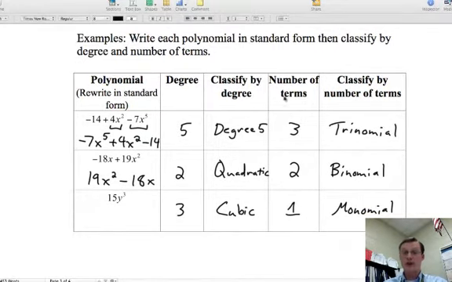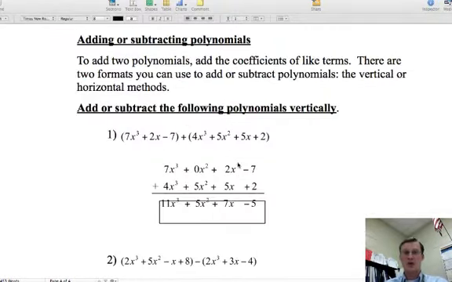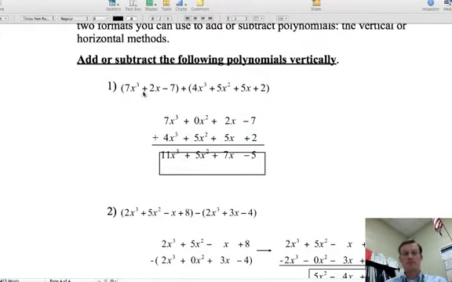Now that we understand what these things are, we want to go through and see if we can add them and subtract them. So what we're going to do is make sure that if they have like terms, we combine those together. So for example, in number 1 here, x to the third, line up, we have 2x. This is the vertical method.